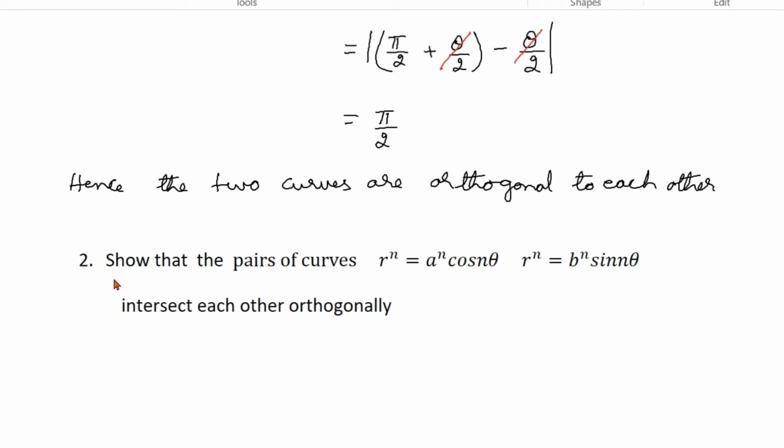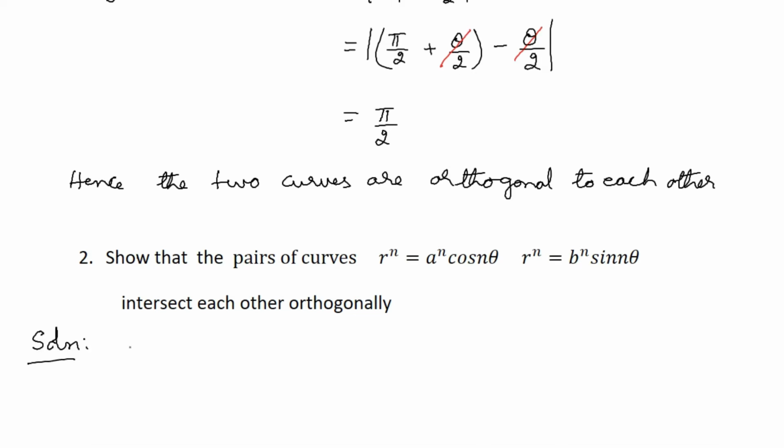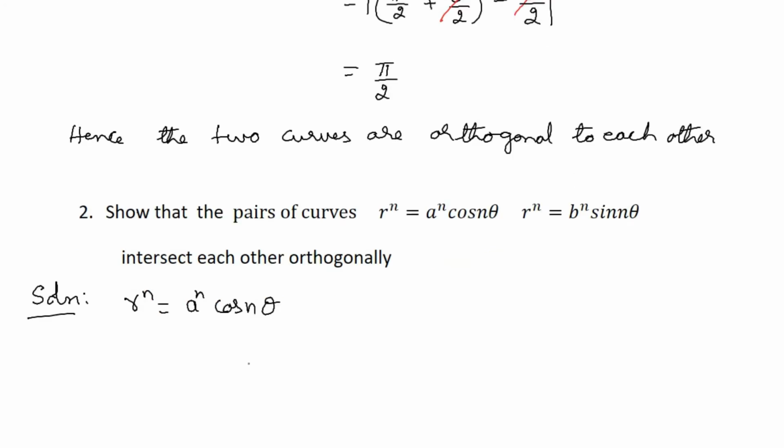The next question is, show that the curves r power of n is equal to a power of n cos n theta and r power of n is equal to b power of n sin n theta intersect each other orthogonally. Let us consider the first curve. r power of n is equal to a power of n into cos n theta. So let us take log on both the sides. So we'll be getting log of r power of n is equal to log of a power of n into cos of n theta.